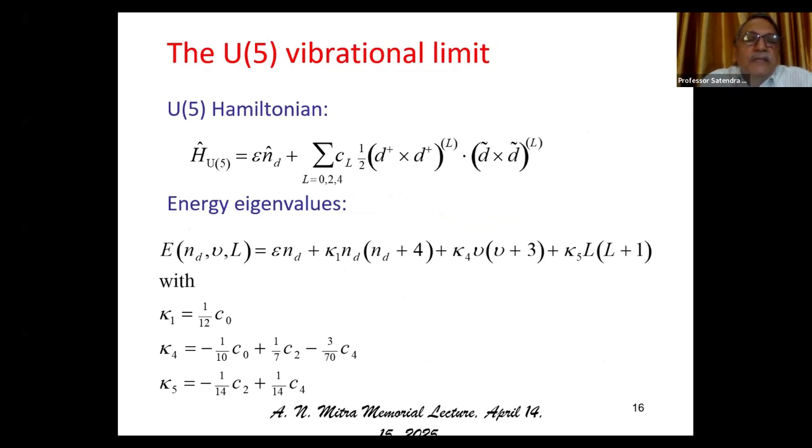U5 vibrational limit. Here, for U5 especially, this is the Hamiltonian, and the eigenvalues are given in the form of E. Here, K1, K4, and K5, which are related to C0, C2, C4, can be obtained with the available experimental energy of the ground state to first excited state, first 4 plus state, and second 2 plus state. Next slide, please.